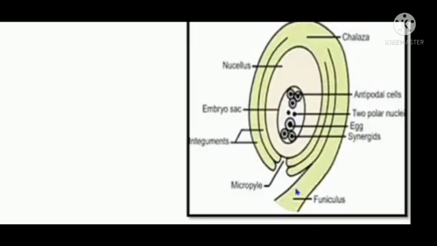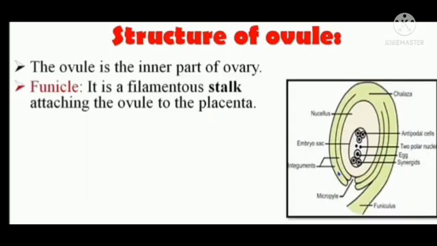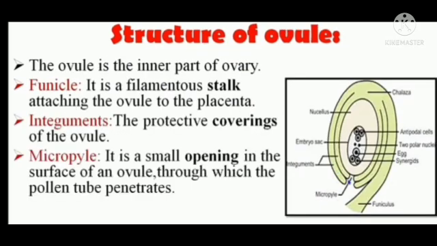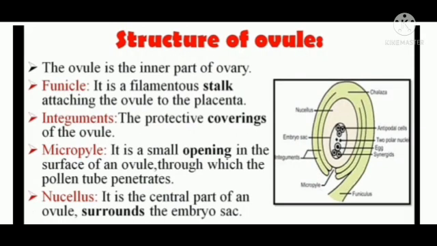Next is the structure of a female gamete, that is your ovule. The ovule is a small structure present in the ovary and it is attached to the placenta by a stalk called the funicle. So what is the funicle? It is a filamentous stalk attaching the ovule to the placenta. The ovule is covered by two protective layers called integuments. It bears a small opening on its surface called the micropyle, through which the pollen tube penetrates. Next is the nucellus. It is the central part of the ovule and surrounds the embryo sac.